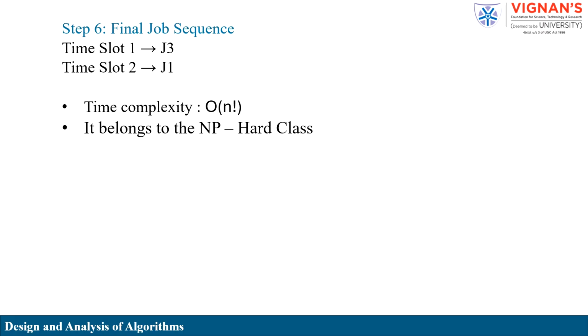Now, let us look at the complexity of this approach. The time complexity is O of n factorial, which means the algorithm becomes very slow as the number of jobs increases. Because of this high complexity, the problem belongs to the NP-hard class.